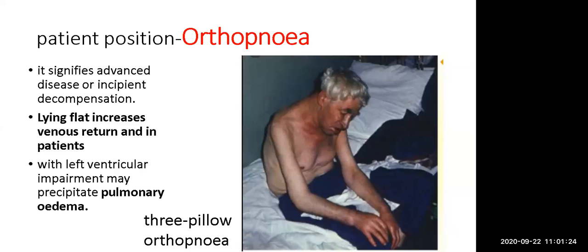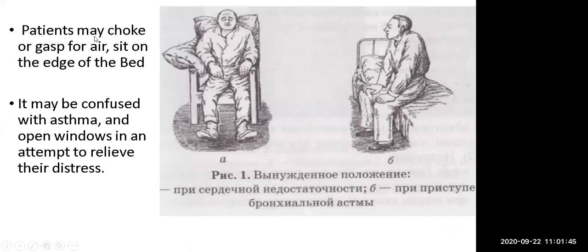He cannot breathe. That's why he's sitting. He's sitting because he needs to breathe. When he lies down, this is not happening. So left ventricular impairment may precipitate pulmonary edema. And look at the three pillows they can use. Look at this. So patients may choke or gasp for air, sit on the edge of the bed, try to catch the air. It may be confused with asthma, and they open windows in an attempt to relieve their distress.